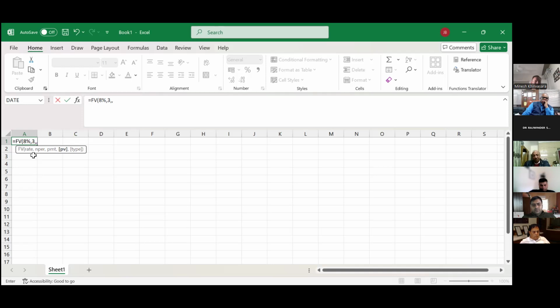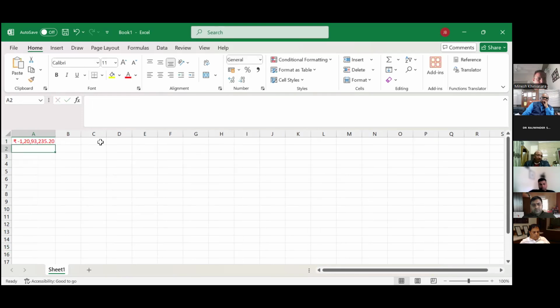And then your present value is 9 crore 60 lakh, comma, type. In the type you can simply fill 0. Payment is to be made at the end of the period. By default it is 0, whether you write it or not. Close the bracket, you put all these values, you will get 12 crore 9 lakh 60,000.